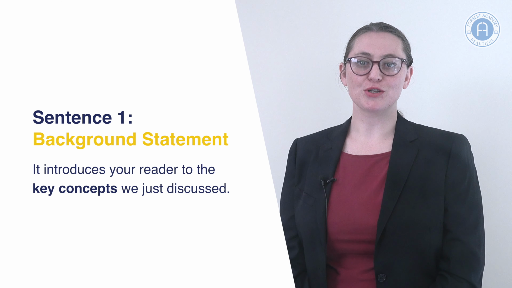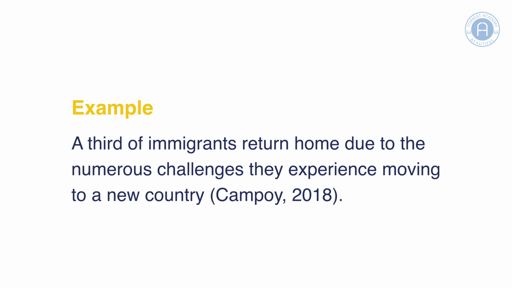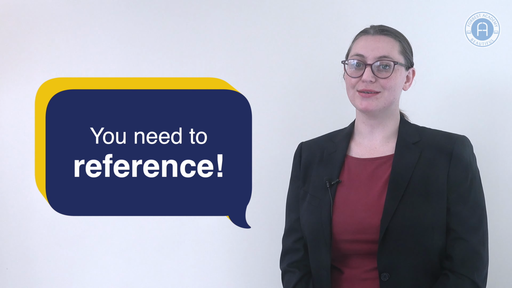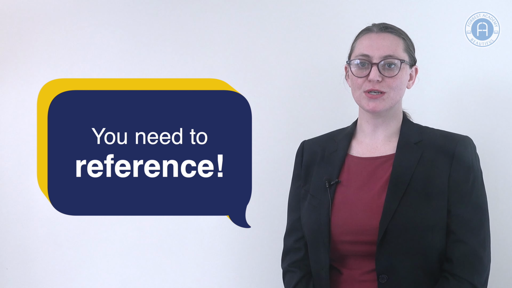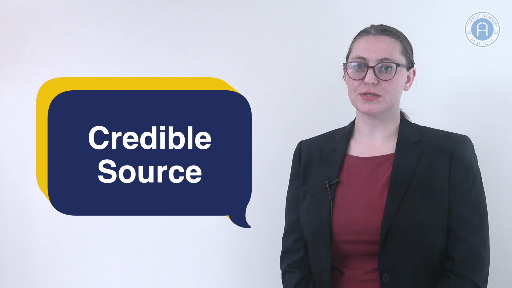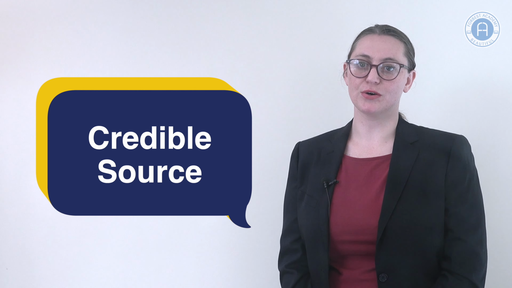Let's go back to our example. A background statement for this example could be something like the following. A third of immigrants return home due to the numerous challenges they experience moving to a new country (Campy, 2018). Background statements can include a quote, fact, or question, but remember that wherever you get the information from, you need to reference. Your source also needs to be reliable and credible. If you want to learn more about referencing, please refer to our instructional video on referencing.